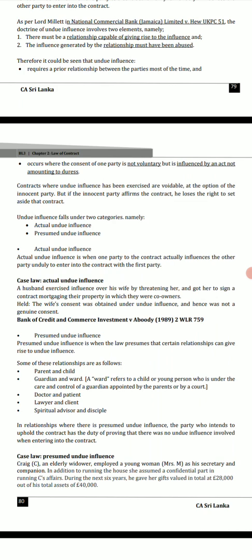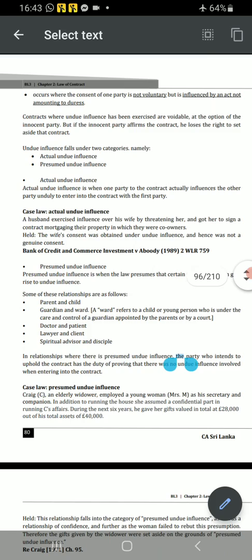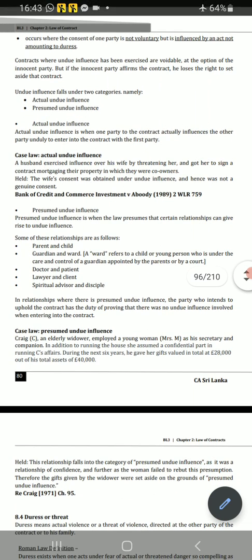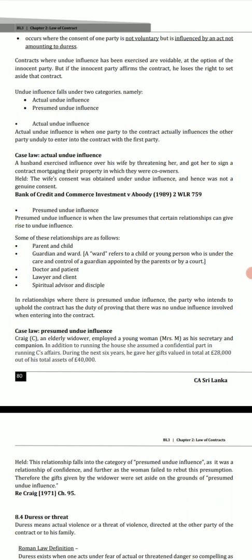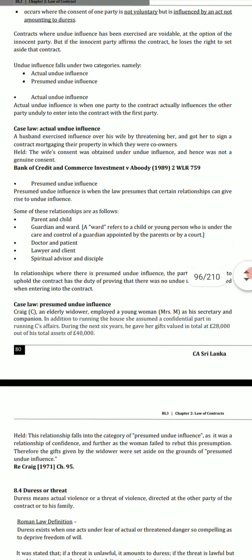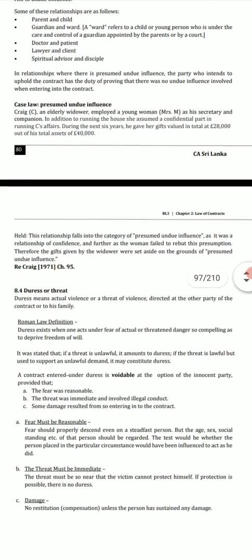In presumed undue influence, the law presumes that certain relationships can give rise to undue influence: parent and child, guardian and ward, care and control, doctor and patient, lawyer and client, spiritual advisor and disciple. That means you are under their influence and following their advice. In these relationships, undue influence is presumed unless it is proved that there was no undue influence involved in entering the contract. There's a case, for example.